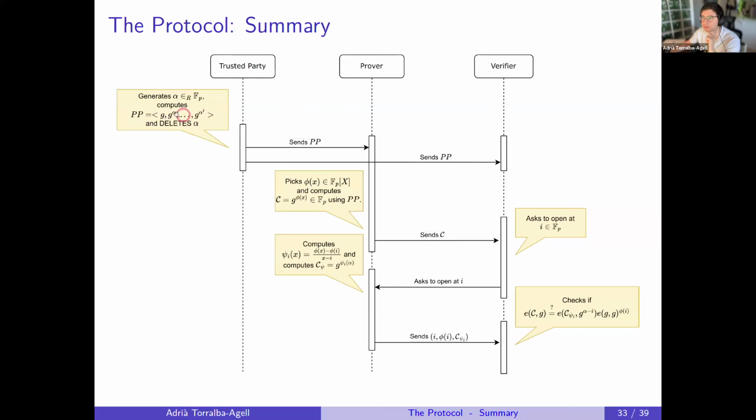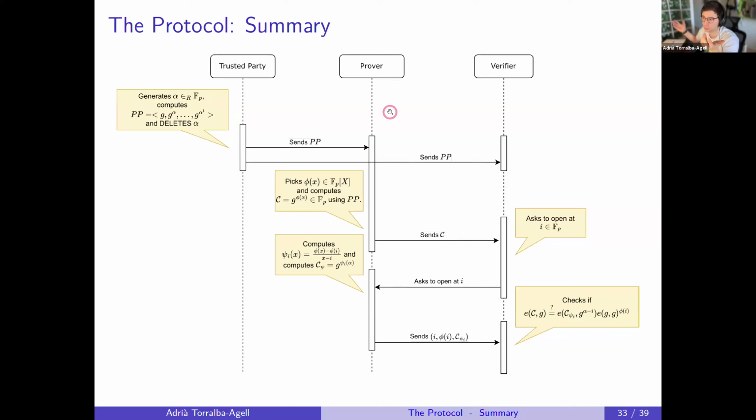Once the trusted party computes g to the alpha all the way along until g to the alpha t, it is really, really important that this alpha is deleted. This cannot be leaked. Once this is done, the trusted party sends the public parameters to both the prover and the verifier. And this is the end of phase 1, the setup.